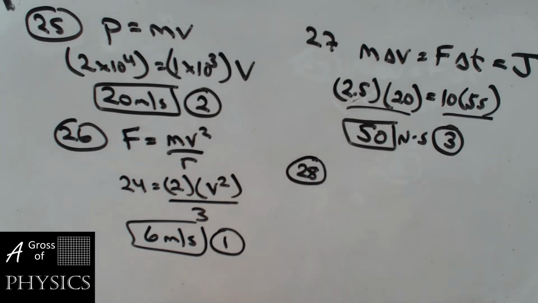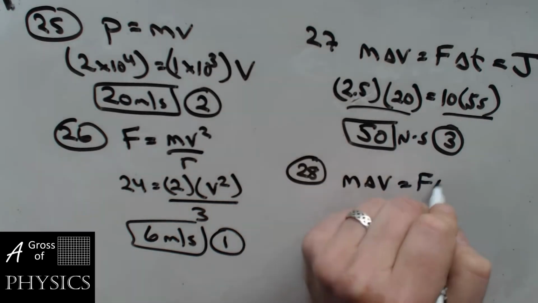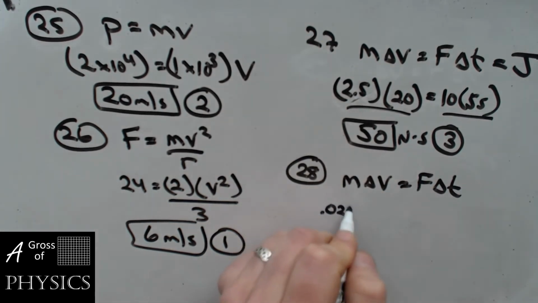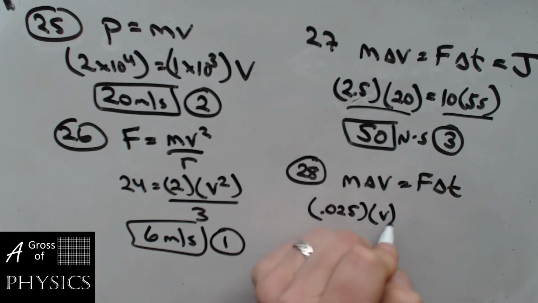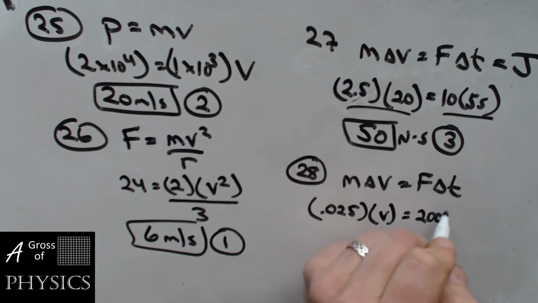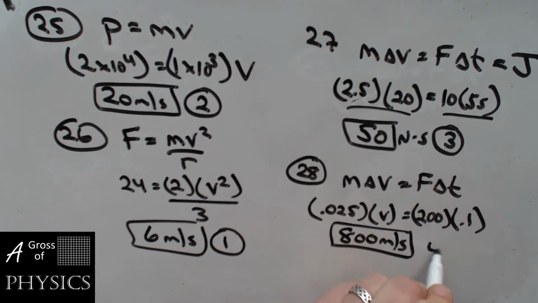And 28. We have a bullet fired from a rifle by an unbalanced force of 200 newtons. What's the maximum speed? So we have MAV-FAT again. So 0.025. Velocity is what we're looking for. Okay. Force is 200, and time is 0.1. So 200 times 0.1 divided by 0.025, and you get 800 meters per second. Quite fast. Choice 4.